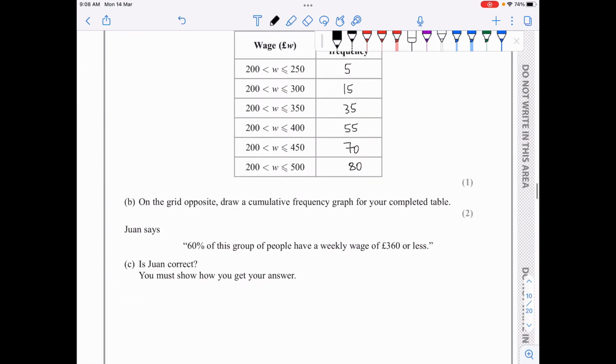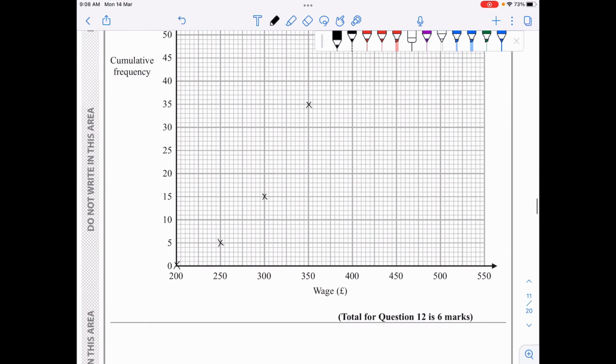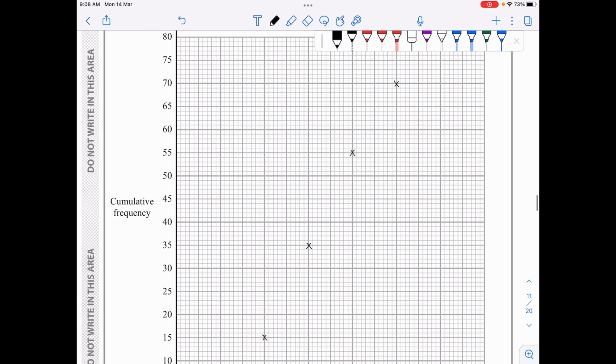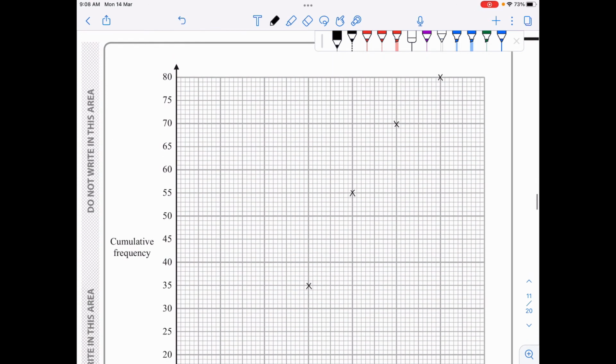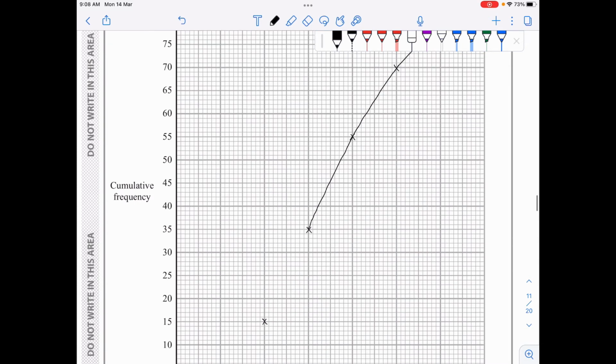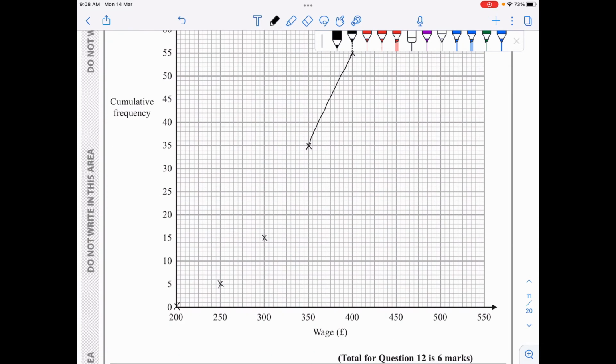So we've got all the information here. We went up to 500. Everything seems to be in place. I need to join this with a smooth curve. Everyone will be drawing their own curves, similar, and all the answers will depend on what we have drawn here.